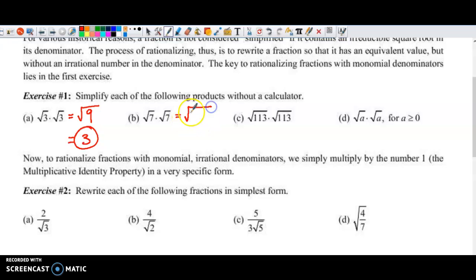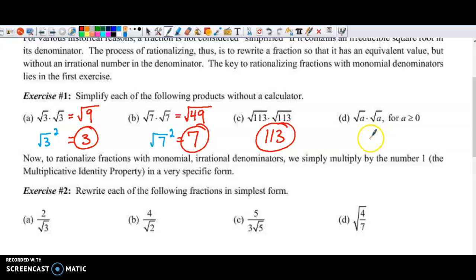Root 7 times root 7 is root 49, and the square root of 49 is 7. And if I take it a step back, I hope it makes sense that root 3 times root 3 will just be 3, because this means the same thing as root 3 squared. This means the same thing as root 7 squared. And the square root and the square cancel each other out. So without doing all of that arithmetic, I know that this answer should be 13.